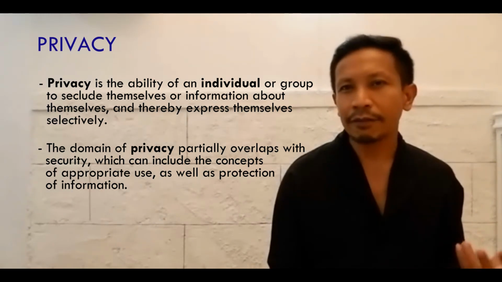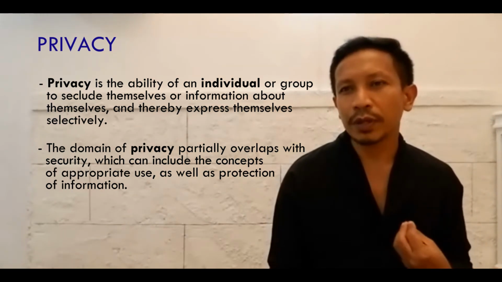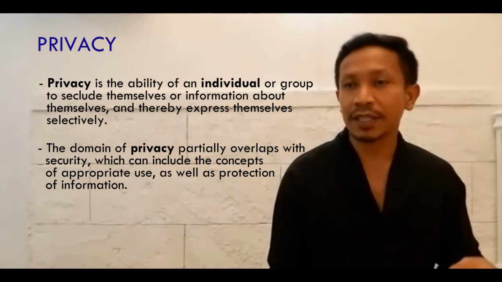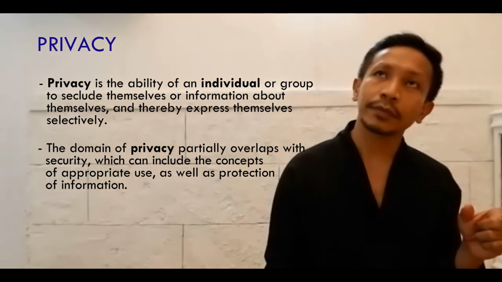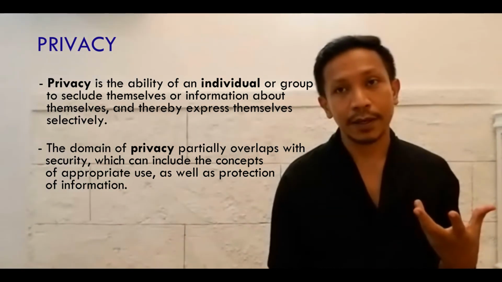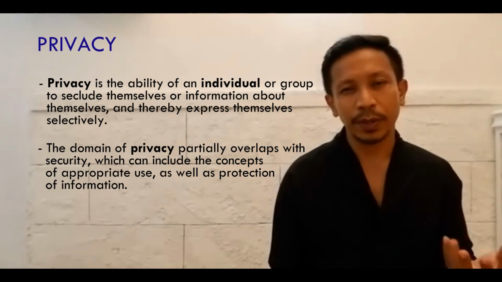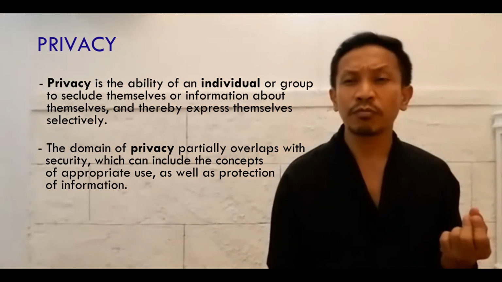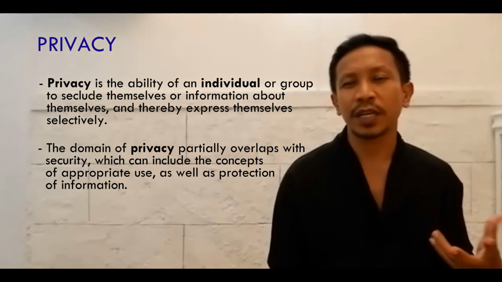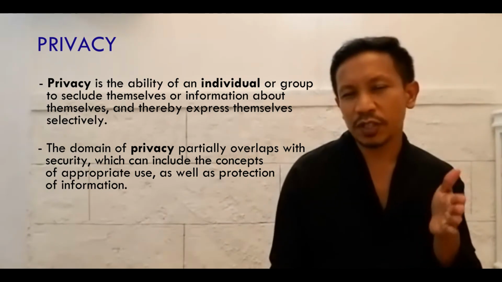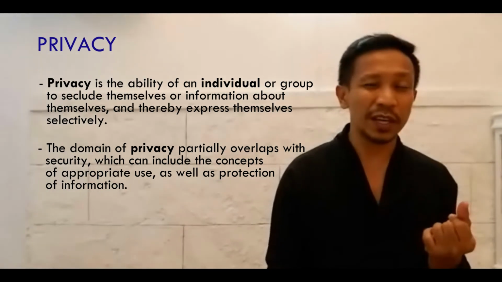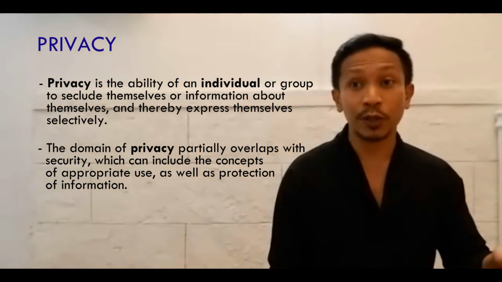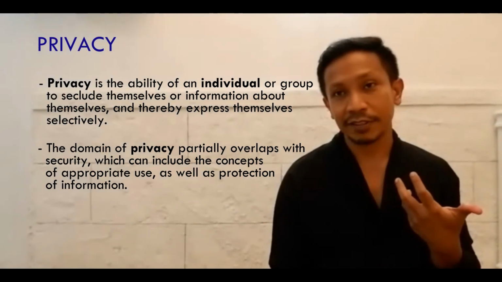Privacy is the ability of an individual or a group to seclude themselves or information about themselves and thereby express themselves selectively. For example, if I have something and I want to share it with you, I need to think whether you can keep my secret or you are not the type that I can believe. So I need to select people, so then I can share things. If I don't trust anybody, then I will keep it myself. Okay?